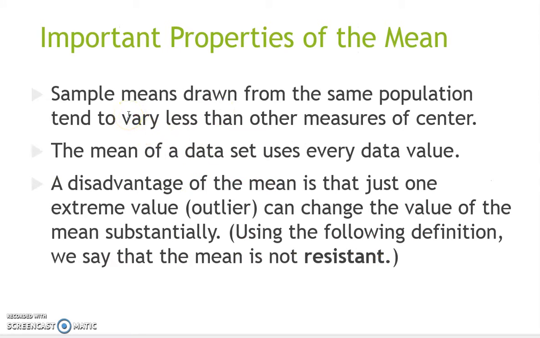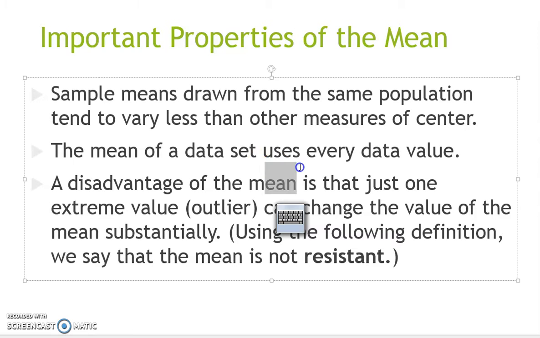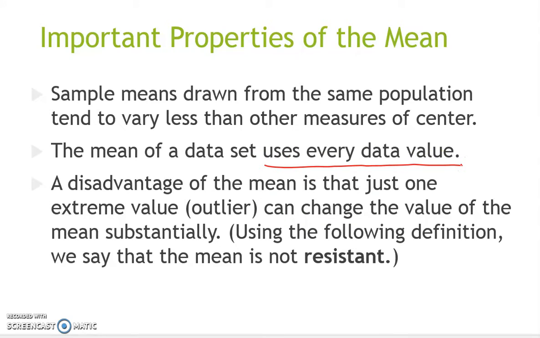Some important properties of the mean: the mean tends to vary less than other measures of center, and the mean uses every data value, because we need to find the sum. However, the mean is not resistant to extreme values, which means extreme values may change the mean value. By the way, an extreme value is called an outlier, which we'll be using later, so be familiar with the outlier.